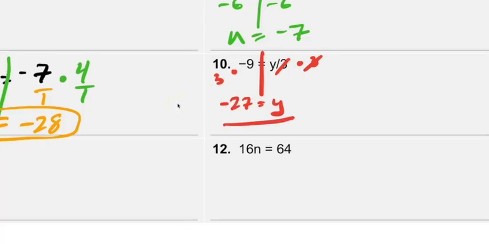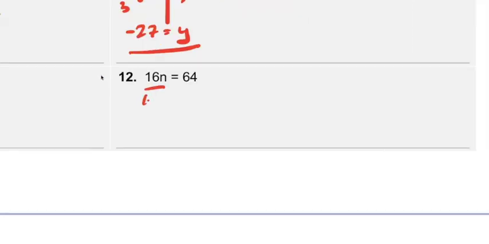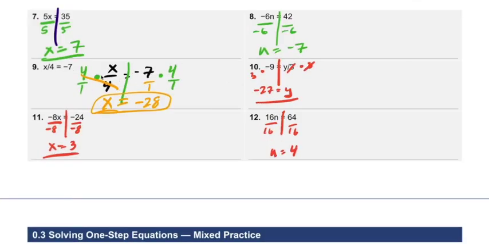So there we go. 11. Let's get rid of that negative 8 in front of it. So these are multiplying. We're going to divide both sides by negative 8. And we get x equals 3. Over here, well, let's divide both sides by 16. N equals 64 divided by 16, which is 4. A little tougher, well, that part of it.